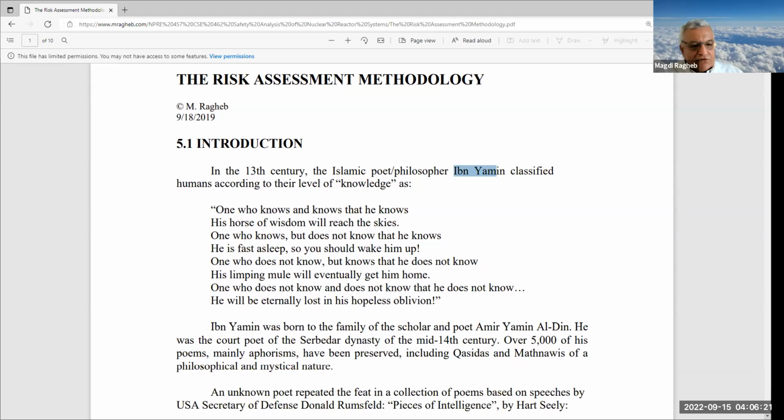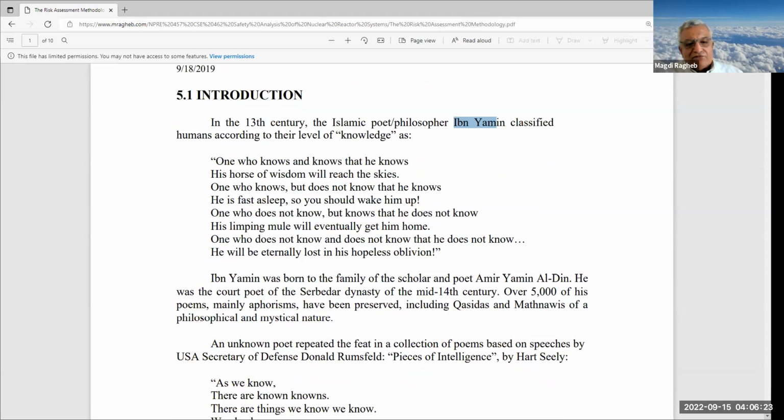Ibn Yamin was born in a family of a scholar and poet, another poet, Amir Yamin al-Din. He was a court poet of the Serbidar dynasty in the mid-14th century.